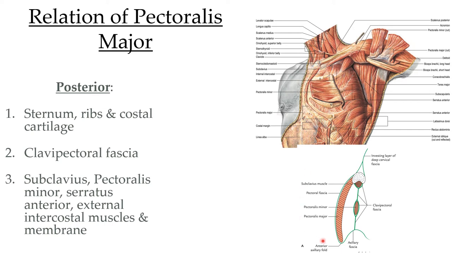This illustration is a schematic representation to show how the pectoralis major muscle lies superficial, and deep to it we have the subclavius and pectoralis minor muscle. So we can summarize that the structures present in deeper relation to pectoralis major are pectoralis minor, ribs, external intercostal muscles, serratus anterior and subclavius muscle.